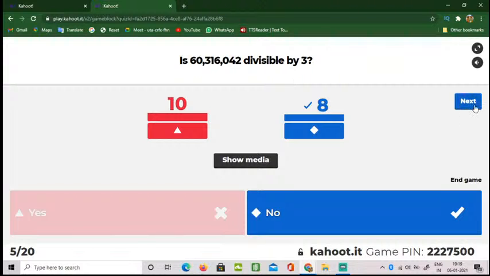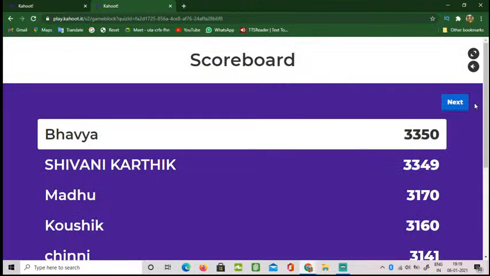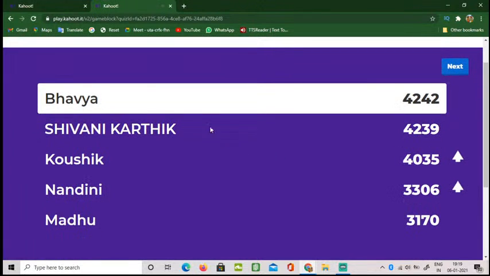And let me go and see the scoreboard now. Now Kaushik is in the third place. Nandini has come up to the podium and she's in the fourth, and Madhu has gone to the fifth. So Shivani Karthik is in the second, and Bhavya is in the first. Good job, everybody. I want everyone to participate in the same way. So now let me go to the next question.